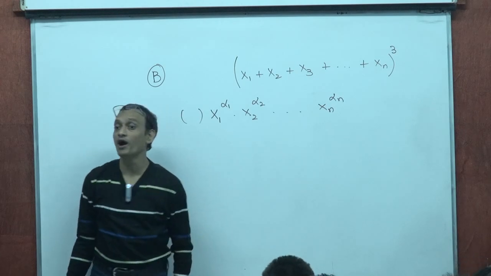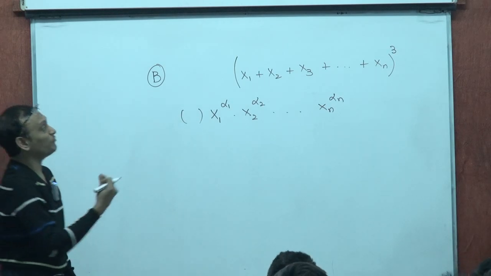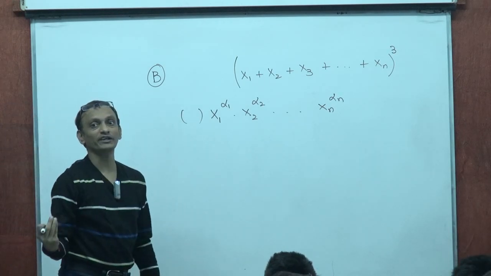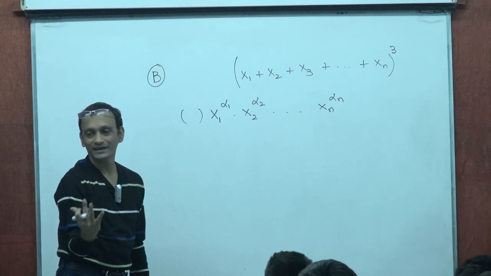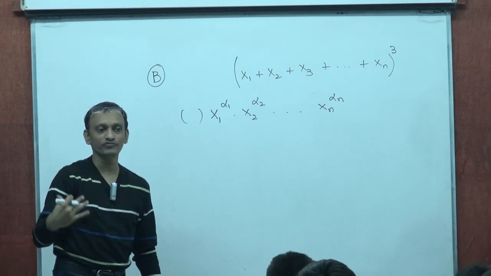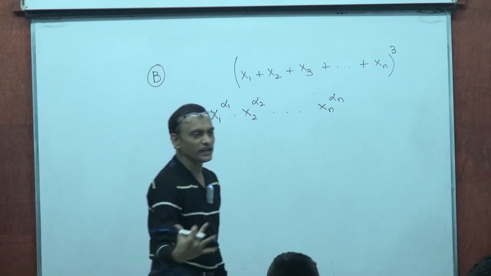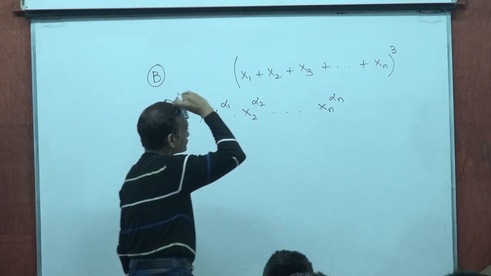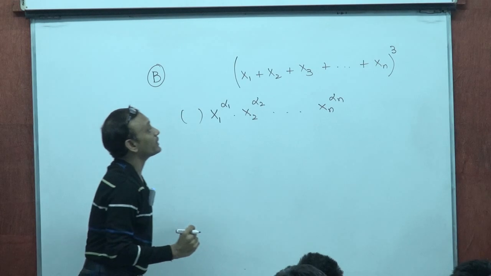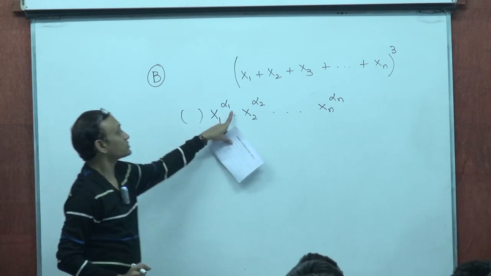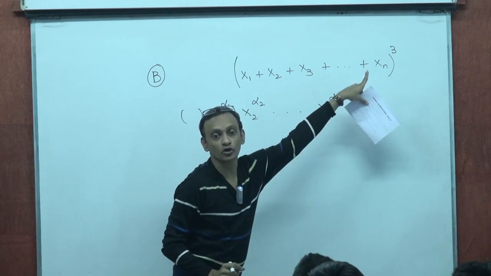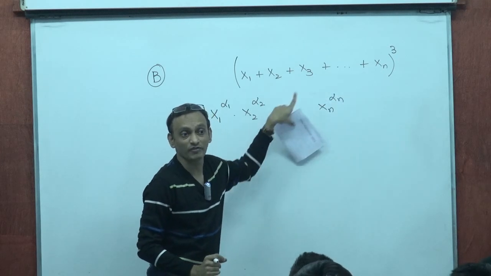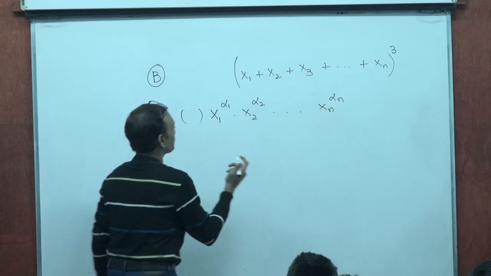Any term would be of this form, where the alpha i's will assume values from 0 to 3, isn't it? The alpha i's will assume values from 0 to 3, yes or no, right? The important thing is that the sum of these alpha i's must always be 3.